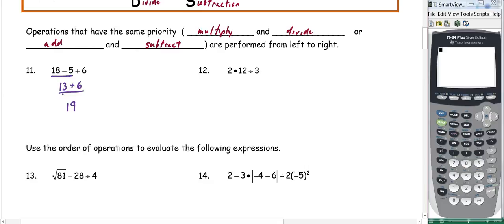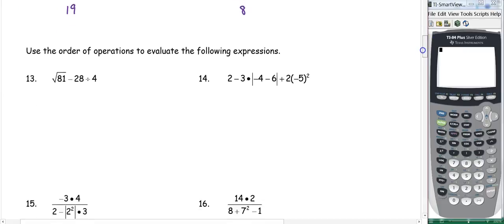Number 12, 2 times 12 divided by 3. So first we're going to multiply, because that's the first step we come across from left to right. We get 24 divided by 3. Then we can divide, and we get 8. So let's carry this idea along as we complete harder order of operation problems.